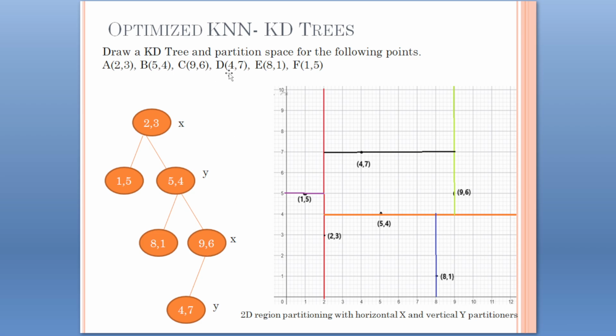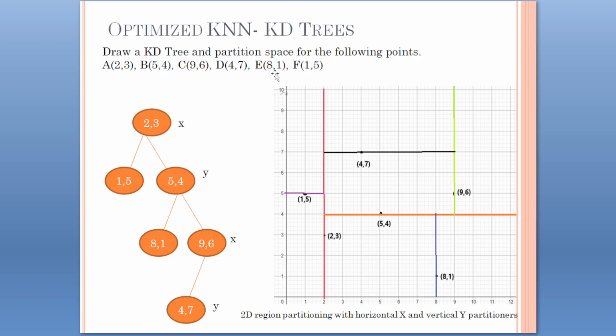Next point is D, 4, 7. Once again we start with the root. 2 is less than 4, that means 4, 7 goes on the right hand side. Next here we compare 4, 7 with 5, 4, but since 7 is more than 4, definitely it will be a right child of this node. So on the next level, because we already have a node over there, we go to the next level. Now here at this point, our cutting dimension is x. So we will be comparing 4, 7 with 9, 6, but we will be considering 9 and 4. Since 4 is less than 9, this 4, 7 will be left child of this 9, 6.